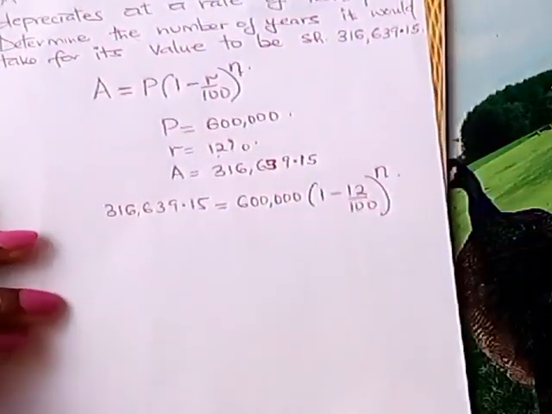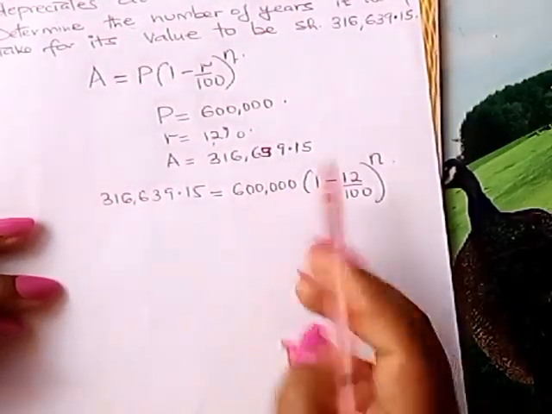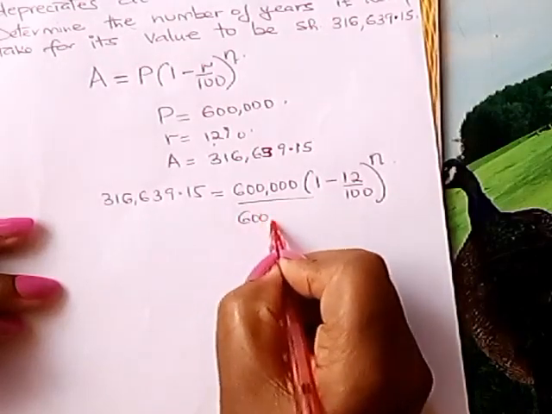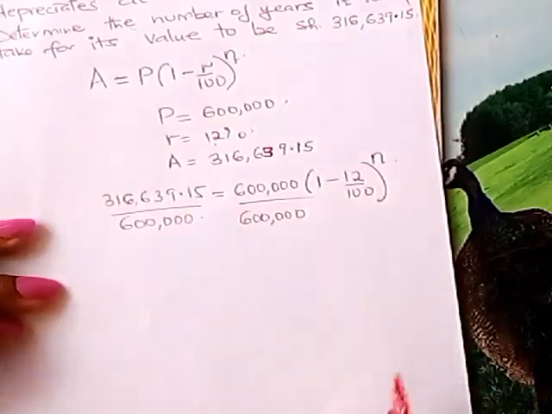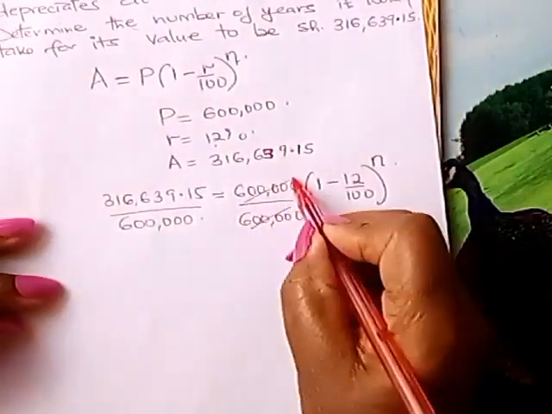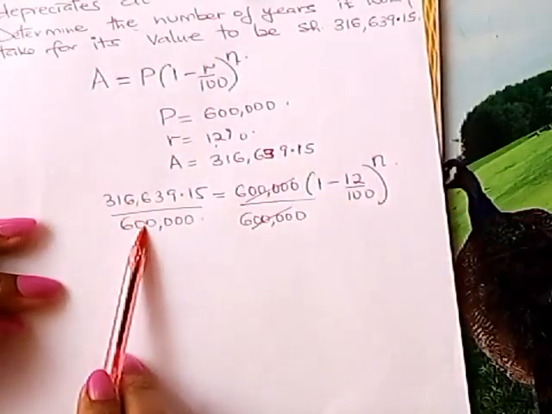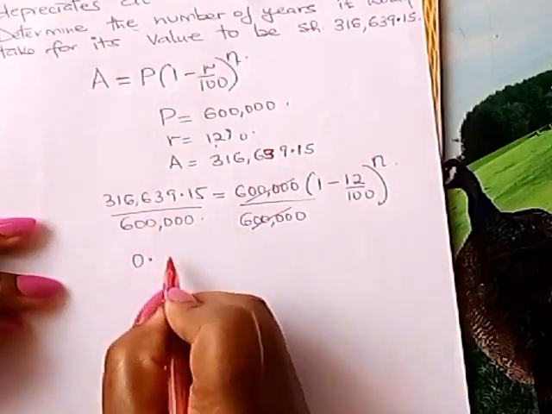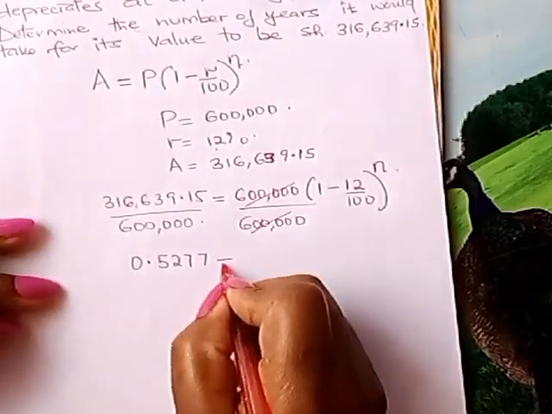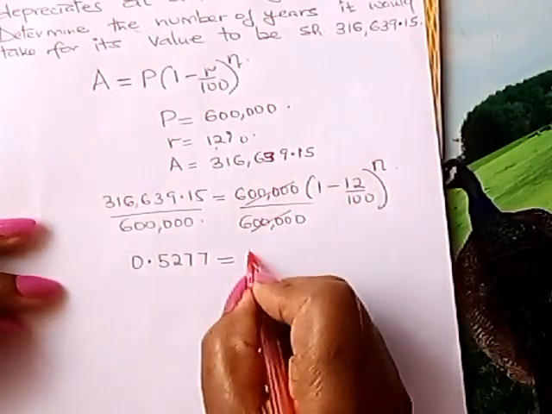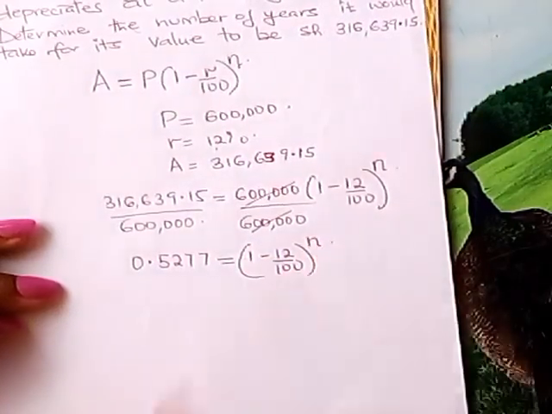From there, learner, divide both sides by this. Remove this value here by dividing both sides with it. So divide by 600,000, divide by 600,000. So this and this cancel out. And therefore, learner, on this side you divide. Dividing with a calculator, you get approximately 0.5277 is equal to what? You are left with 1 minus 12 over 100 raised to N on this side.